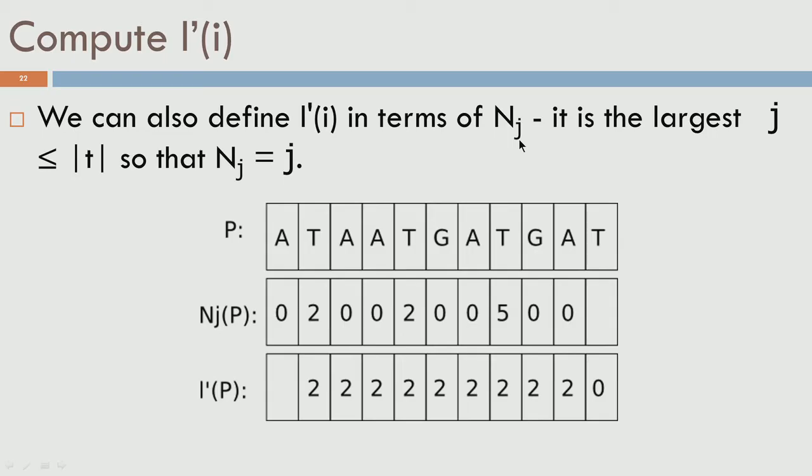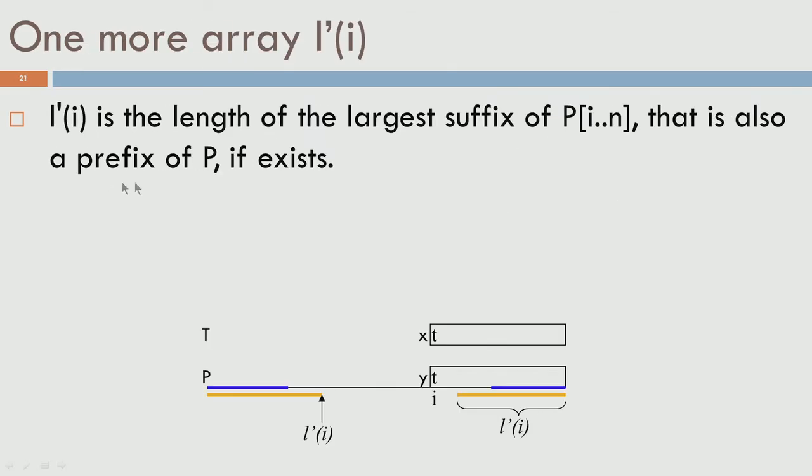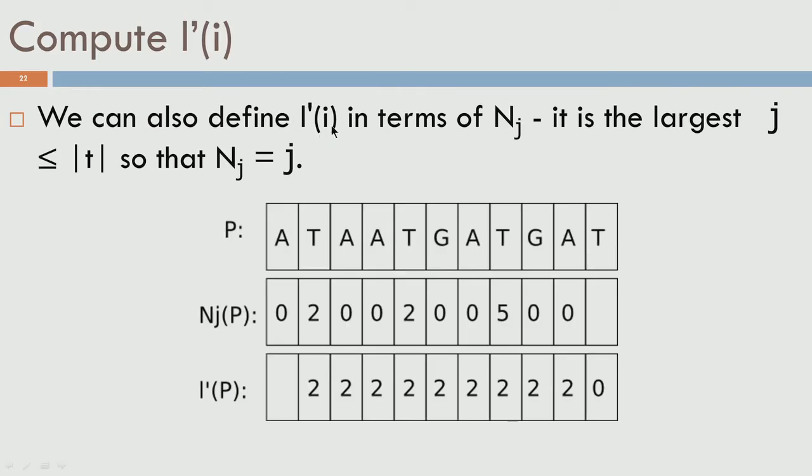How does one compute L prime of I? The value L prime of I can be computed again from nj, and in this case we will use the reversal of nj, and this can be checked. So, we say that L prime of I is the largest j which is smaller than t such that nj takes the value equal to j. Let us just recall that t is a shortcut for this suffix p of I to n, that is where I comes into this picture. Therefore, we are interested in L prime of I.